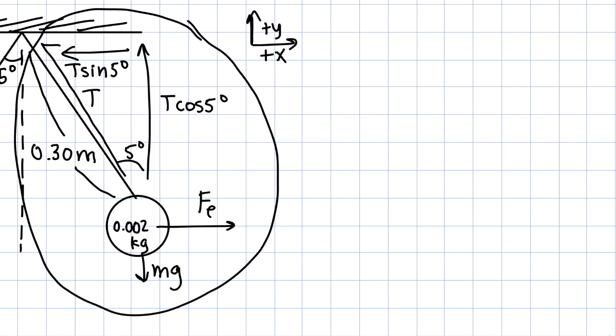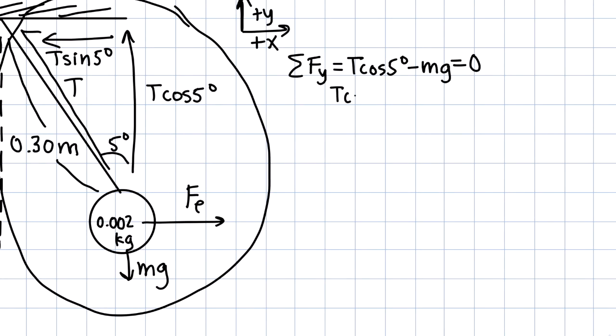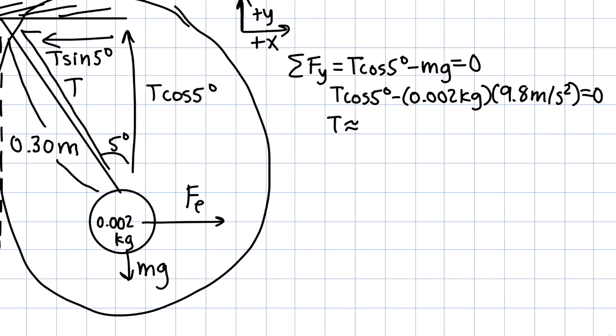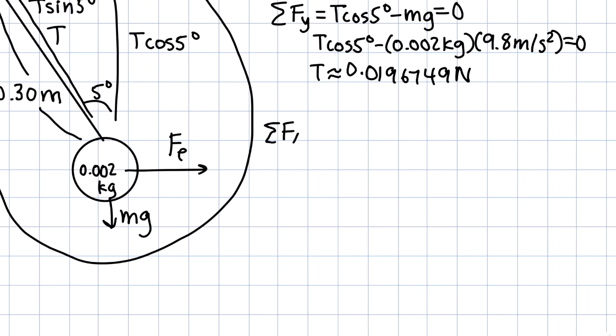And right now, let's add up all the forces acting in the y component. So the sum of the y forces is equal to T cosine 5 degrees minus the weight. And we know that the total amount of force equals 0 because the object is in equilibrium, which means it's experiencing 0 acceleration. And so if we plug in the known values of mass, which is 0.002 kilograms, and gravity, which is 9.8 meters per second squared, we can solve for tension. And we get the tension is approximately 0.0196749 newtons.